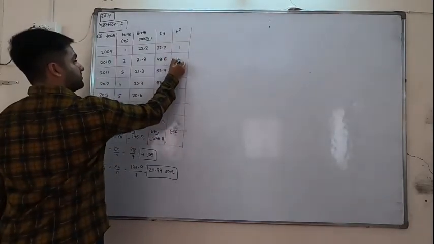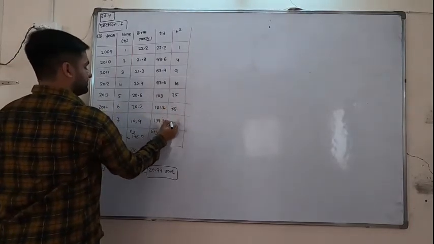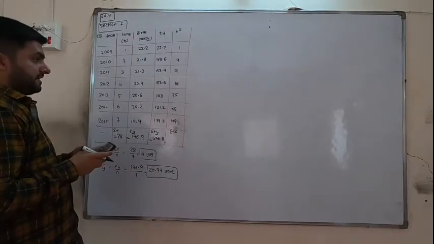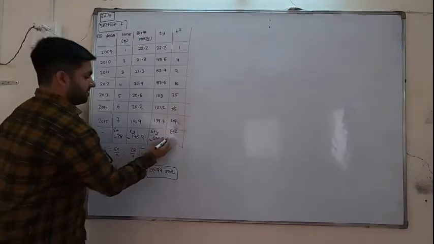1 square 1, 2 square 4, 3 square 9, 4 square 16, 5 square 25, 6 square 36, 7 square 49. 1, 4, 9, 16, 25, 36, 49, the sum is 140.